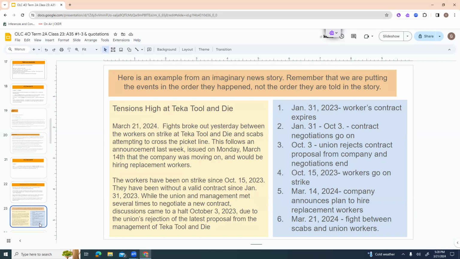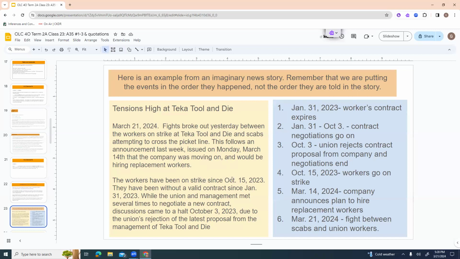And remember that we're going to put the events in the order they happened, not the order they're told in the story. Tensions high at Tekka Tool and Die, March 21st, 2024. Fights broke out yesterday between the workers on strike at Tekka Tool and Die and scabs attempting to cross the picket line. This follows an announcement last week issued on Monday, March 14th, that the company was moving on and would be hiring replacement workers.